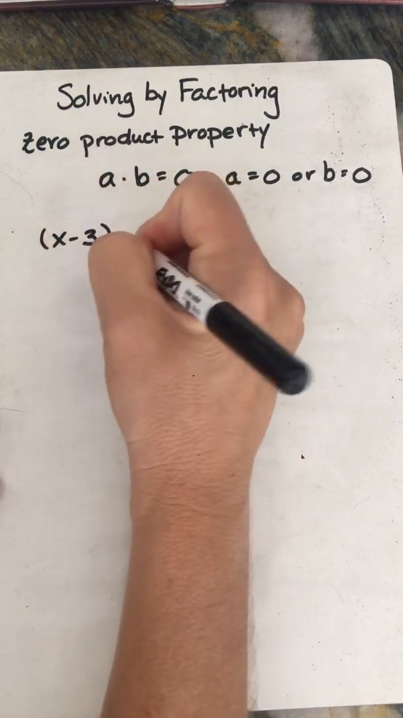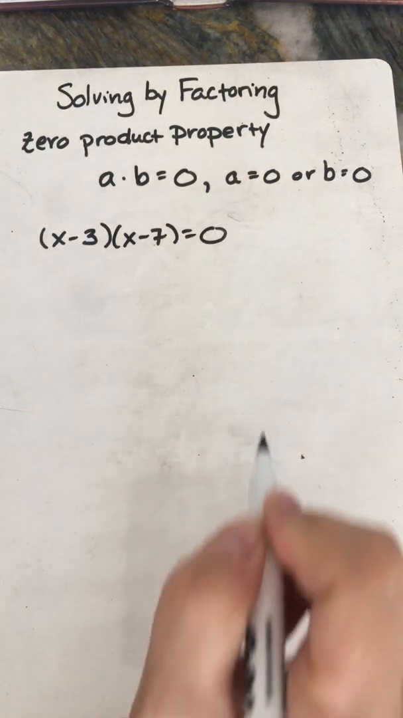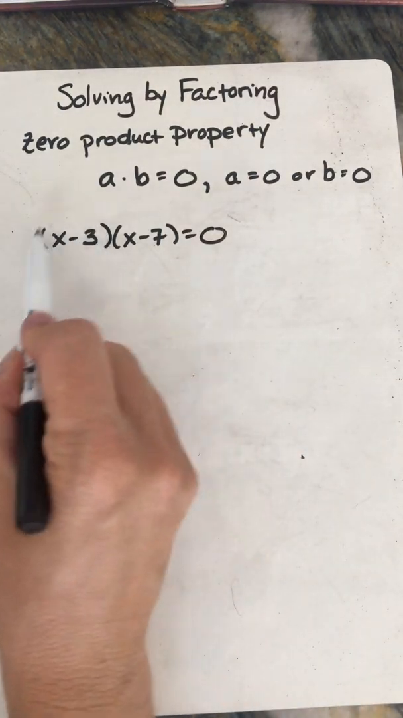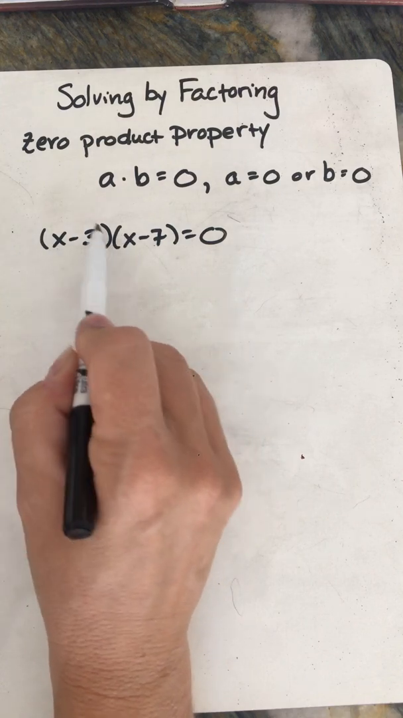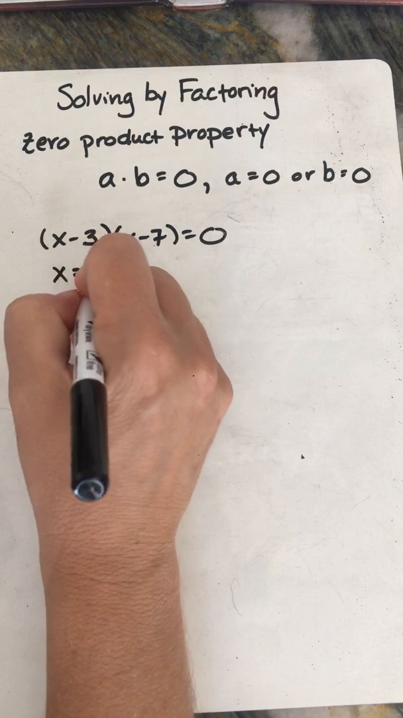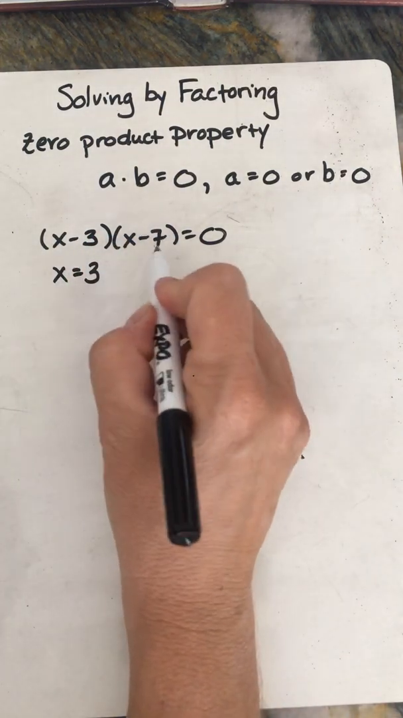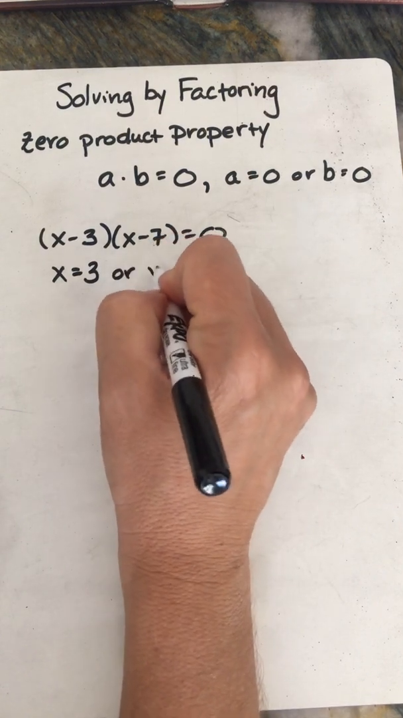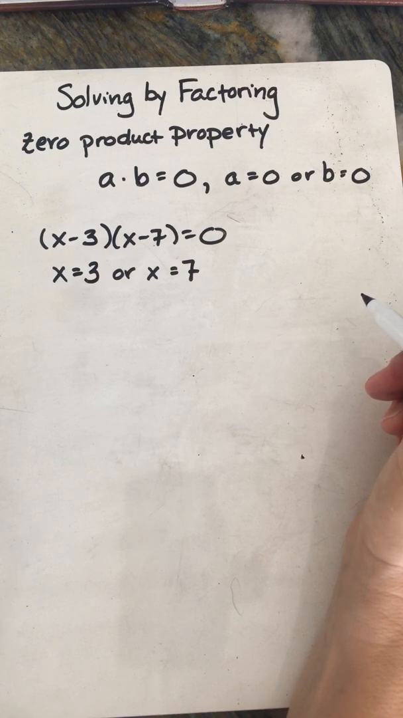So let's have x minus 3 times the quantity x minus 7 equals 0. So that means that either x minus 3 equals 0 or x minus 7 equals 0. So what value of x would give us a 0 here? If x equals 3. And what value of x would give us a 0 here? If x equals 7. So that's how that works.